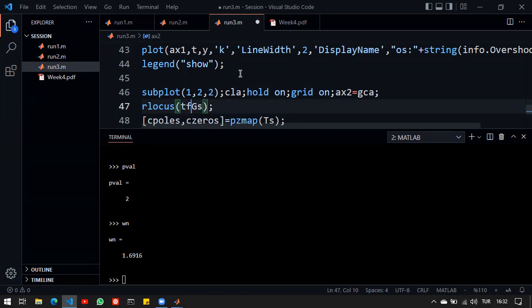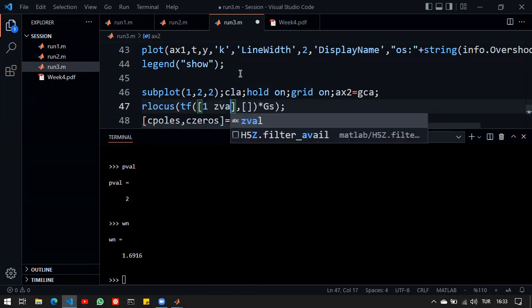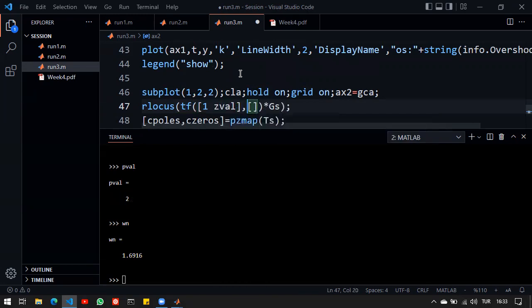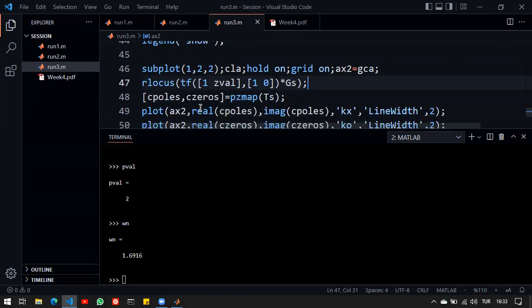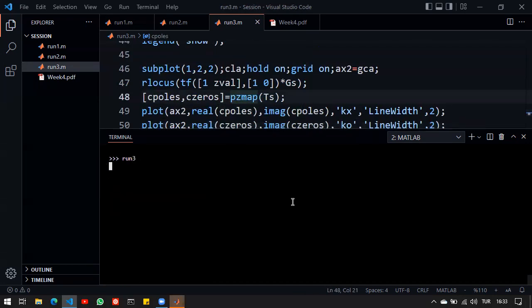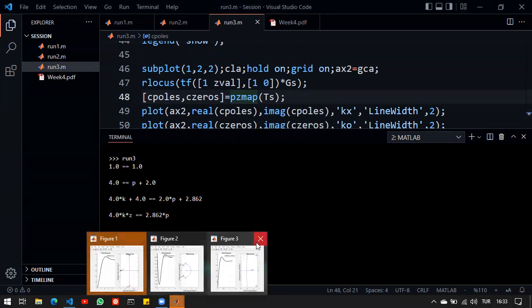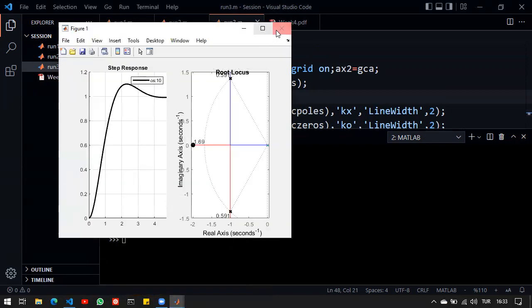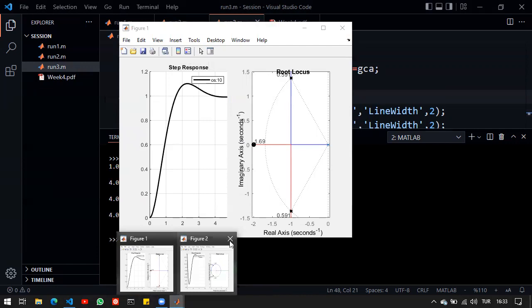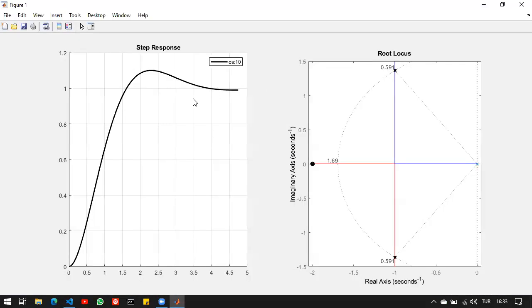So therefore, I need to multiply this with the following transfer function. Now my 0 is at Z-val, and I have a pole at the origin. They should appear on the root locus, so you should check out if they're there. So looking at this root locus, we should be able to see the following. Let's close them down. Let's close this down, and this is the solution that we are looking at.